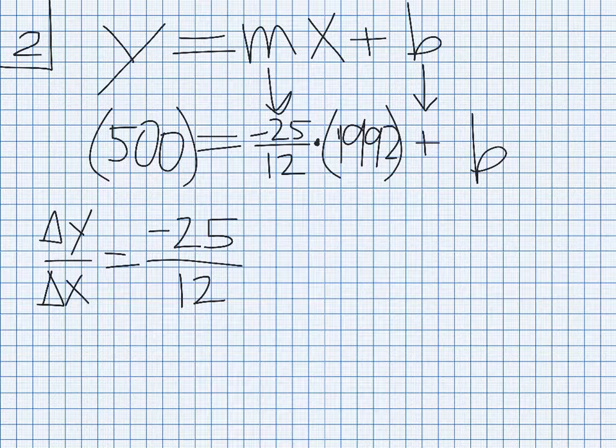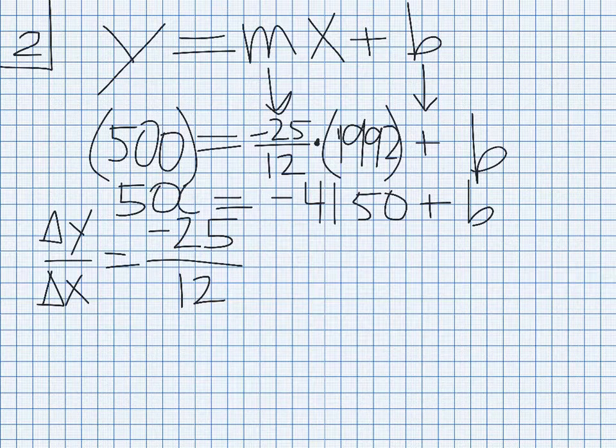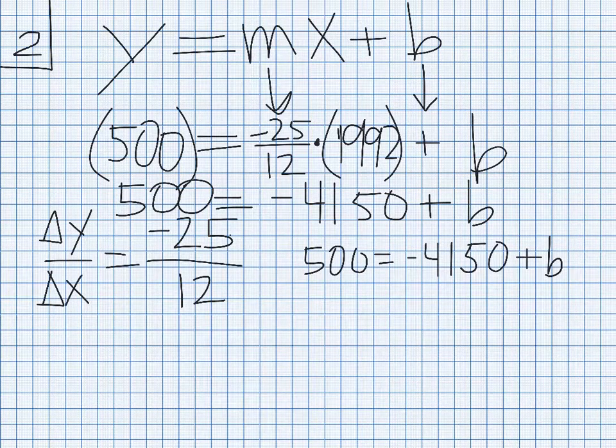So with a calculator here, if I took negative 25 over 12 and multiplied it by 1992, I end up with negative 4,150. Now again, I'm just going to keep dropping all the rest of these things down. Alright, so the next thing here, I'm going to rewrite this equation. Alright, so I rewrote the equation down here now.